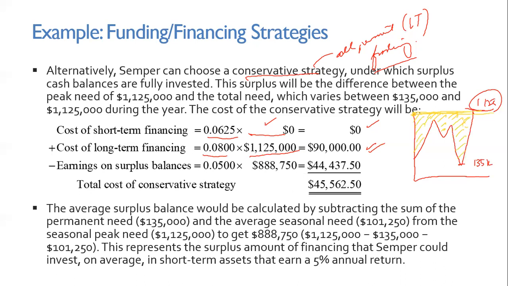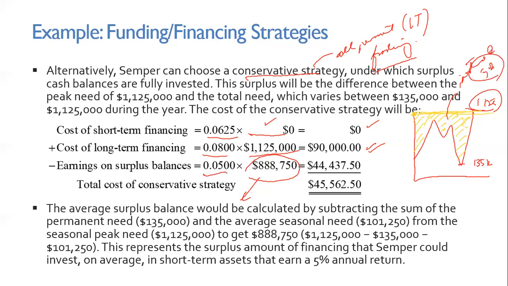Right? And those excess cash can be invested at a return of 5%. 5% times the average excess cash balance. How do you determine this? Let's discuss this. So the average surplus balance would be calculated by subtracting the sum of the permanent need and the average seasonal need from the seasonal peak need.